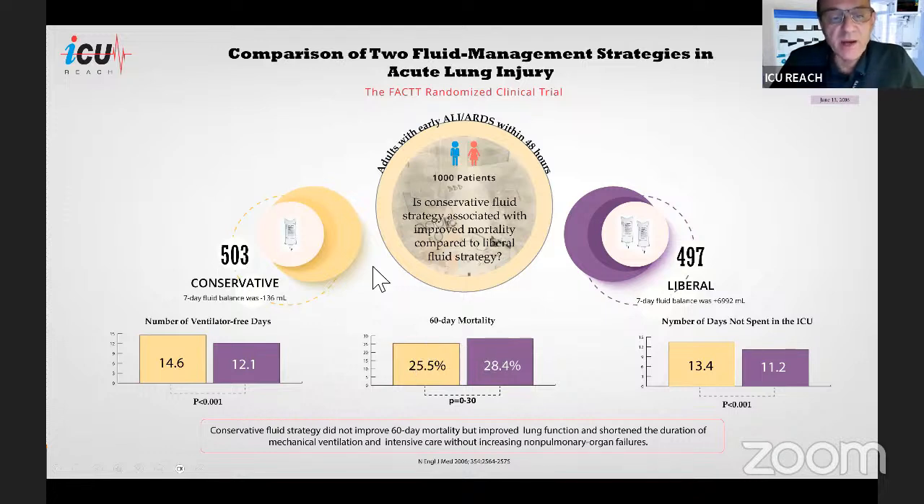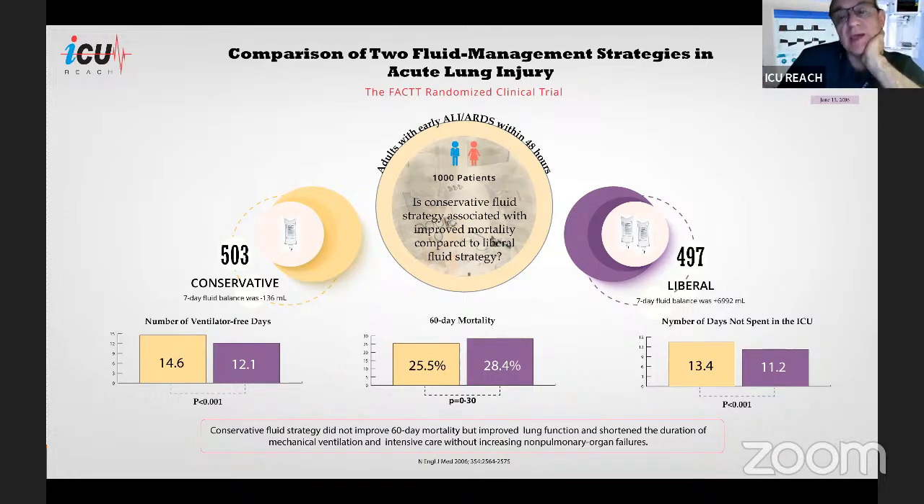And this is now a practice in the ICU for those ARDS patients. We try to keep them dry after stabilization in order to liberate them from the ventilator easier.